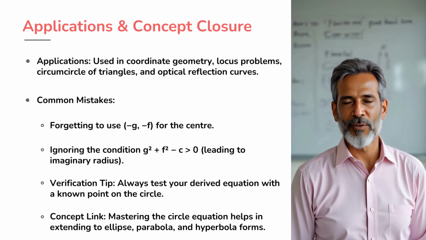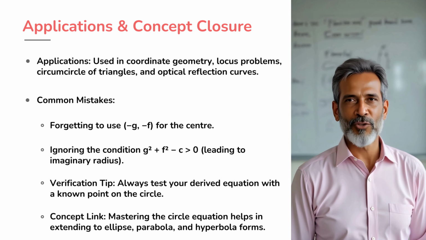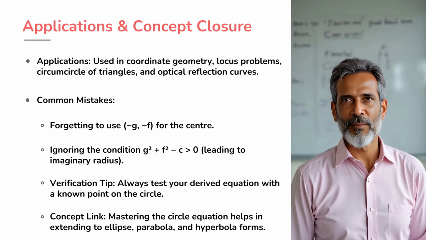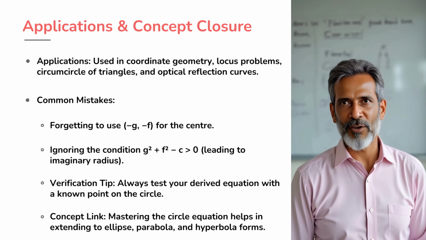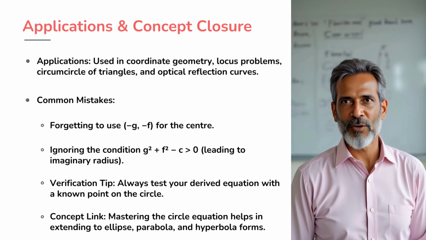Now, before we finish, let's do a few quick sanity checks. Always take the center as (−g, −f), not (g, f). Make sure that g² + f² − c is greater than 0. Otherwise, it's not a real circle. And finally, test your final equation with one known point on the circle to confirm it satisfies the equation.